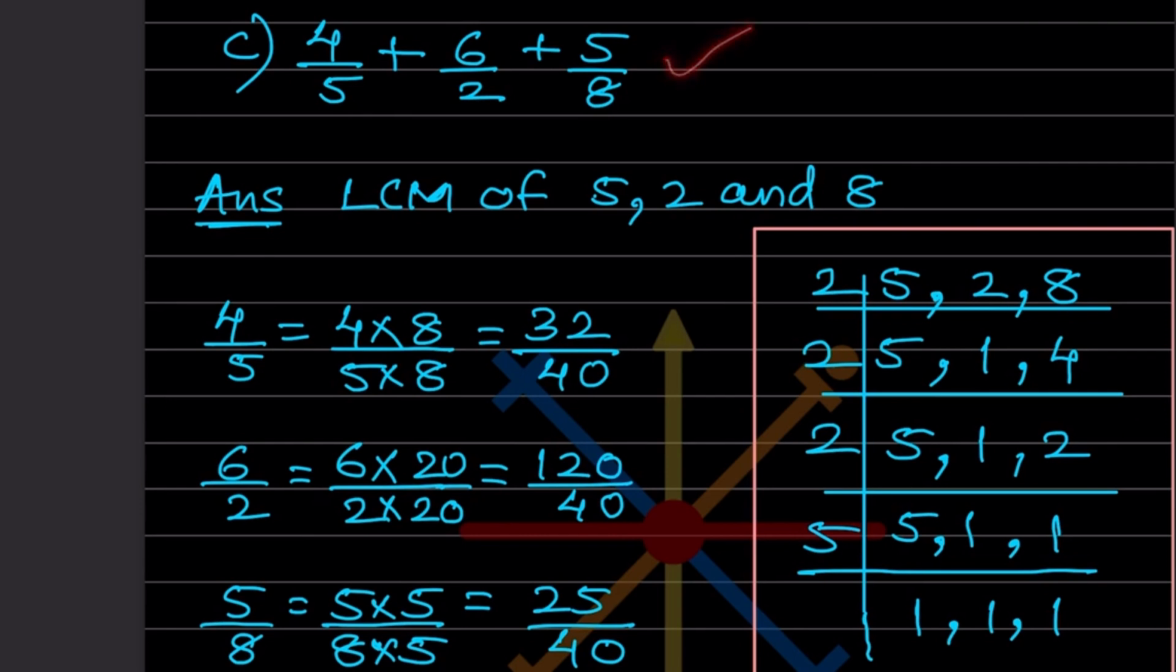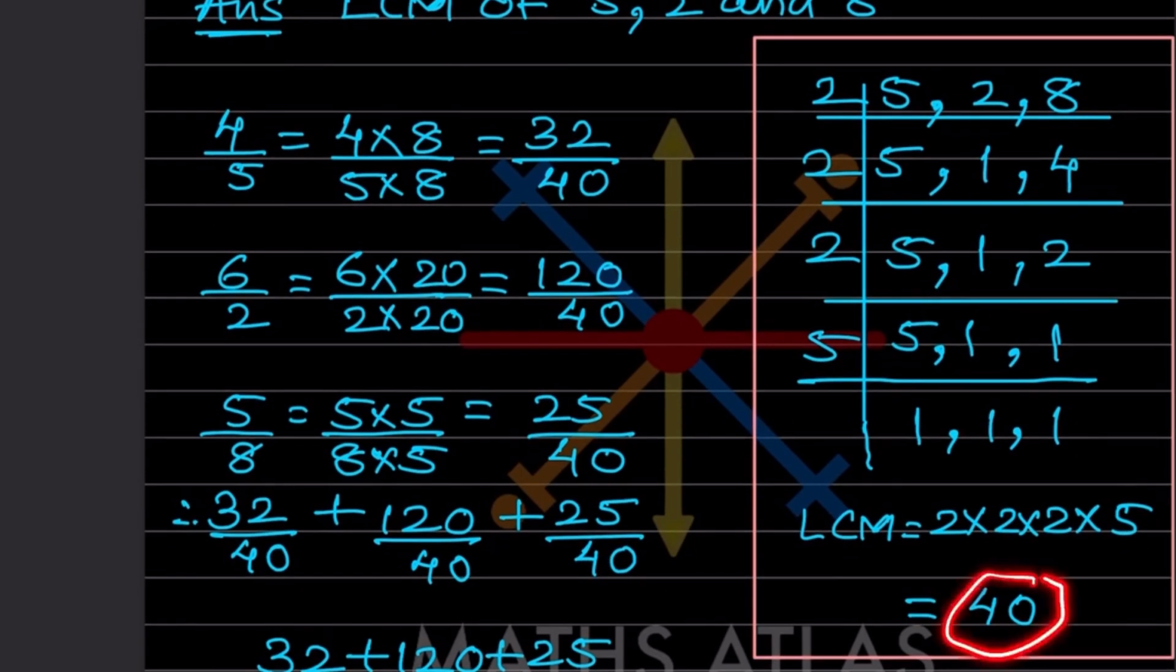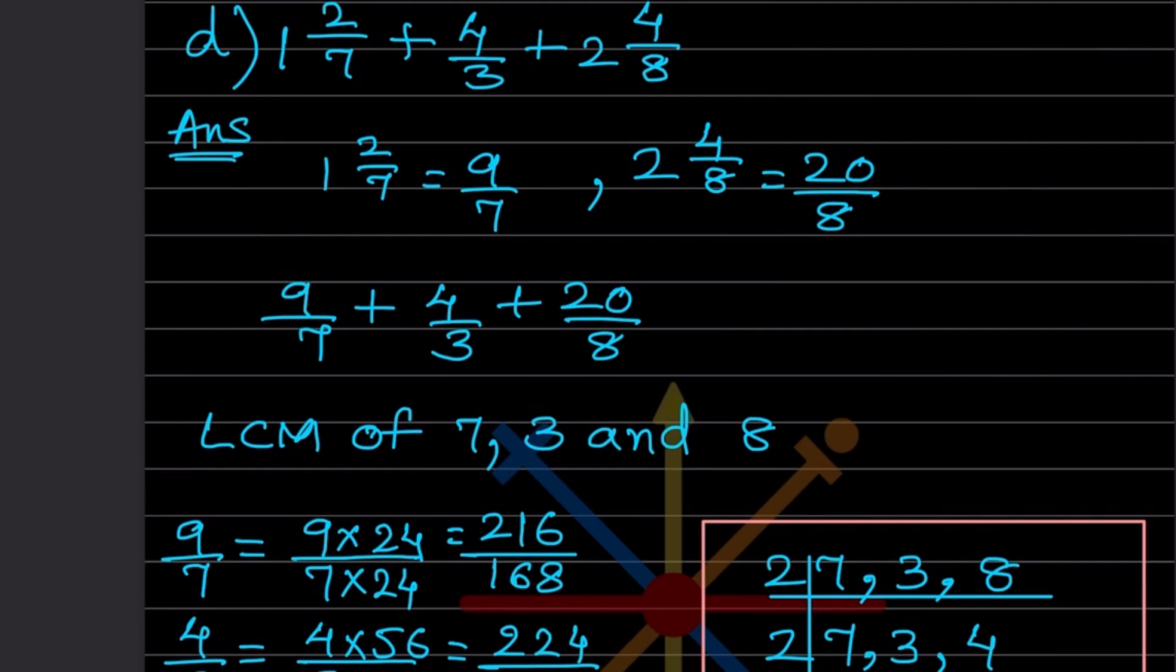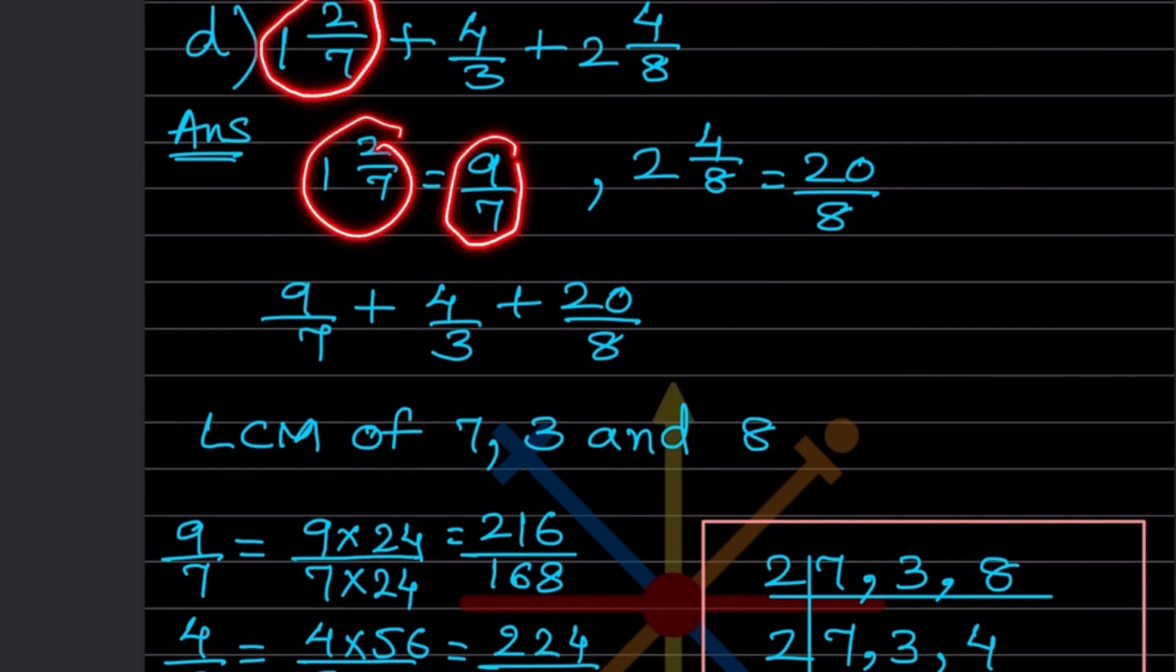Here the same. LCM is 40. All the steps are the same, only the numbers are different, so the answer will be different. So just look at the solutions over here. Same for here. Only the thing is here, this first one is a mixed fraction, that you have to make into an improper fraction first.